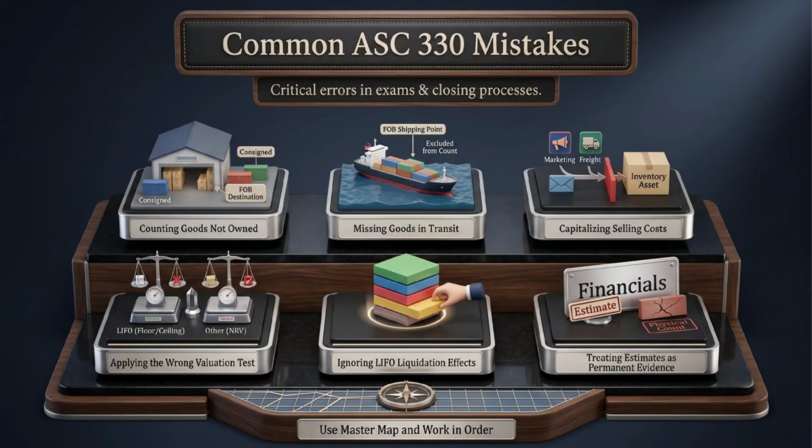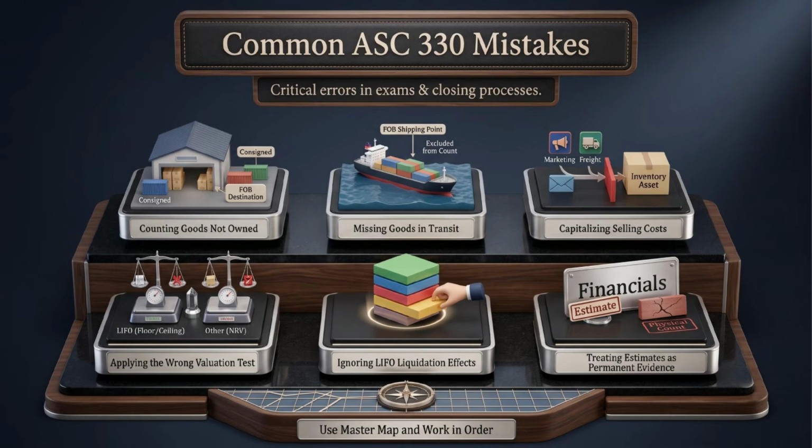Now let us lock the common mistakes. Do not count goods not owned, such as consignee held goods or FOB destination goods, before title transfers. Do not miss FOB shipping point goods that left the seller before period end but have not arrived at the buyer. Do not capitalize selling costs such as freight out, sales commissions, or marketing.